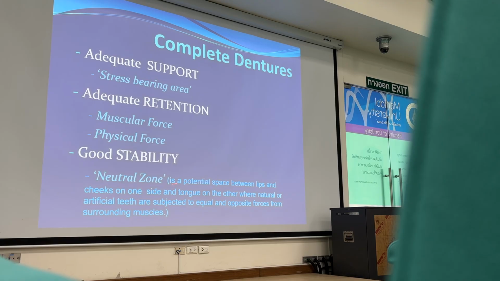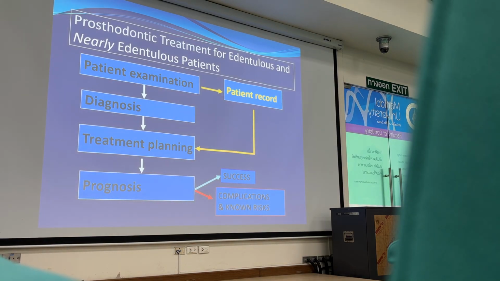This is a word that you need to know: the neutral zone. The neutral zone is the potential space between the lips and cheeks on one side and the tongue on the other, where the natural or artificial teeth are subject to equal and opposite force from the surrounding muscles. It means that when you set the teeth, they should be in the neutral zone. If you make the lower denture teeth go forward too much, that is a problem. This is why we try to set the teeth in the neutral zone. Okay, don't worry about it. You will see when you set the teeth, after the try-in.